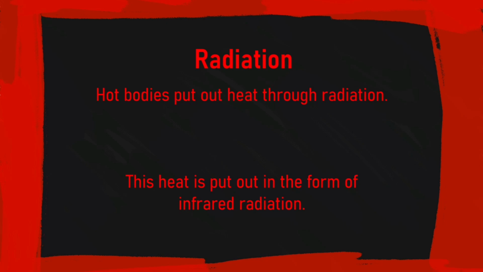Radiation actually occurs more easily from darker objects, so a black object radiates heat more easily than a white object of the same type. Darker objects also absorb heat more easily.